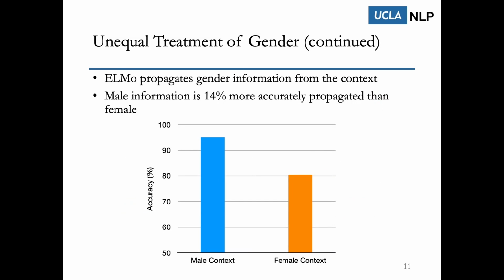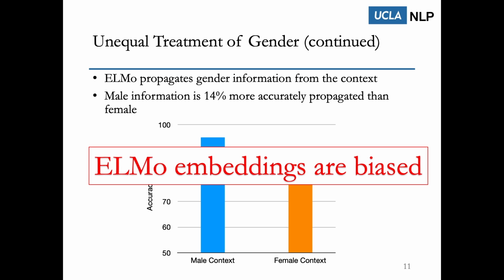We found that the accuracy of the classifier is far higher than 50%, also indicating that the gender information in AML can propagate from the pronoun to other words. But for different genders, the classifier is 14 points more accurate when predicting for the male context, demonstrating the different treatment of different genders. So by far, we show that AML embeddings have gender bias.